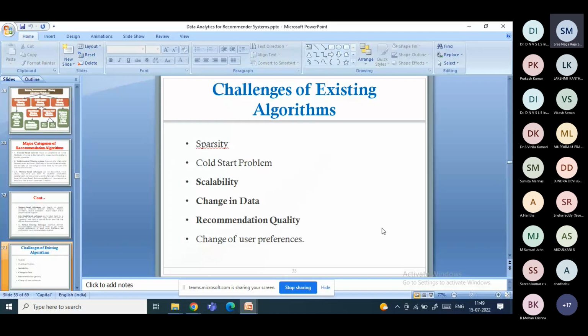And change of user preferences. Then we can't do anything; day to day, the user preferences are changing. Nowadays, many people are concentrating only on luxury. They are not concentrating on the cost. But some people are concentrating only on the cost. They are not bothered about the quality. Like this, the change of user preferences is also considered for generating the new algorithms.